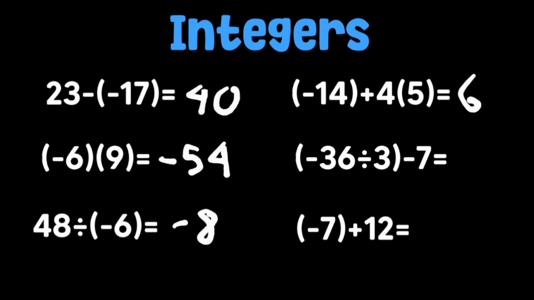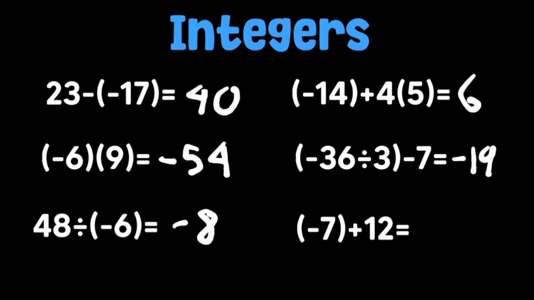There you go. Now, we have negative 36 divided by 3 minus 7. Negative 36 divided by a positive number will give us a negative result. So we would have negative 12. Now, negative 12 minus 7 would give us negative 19. So here you have the result, negative 19.